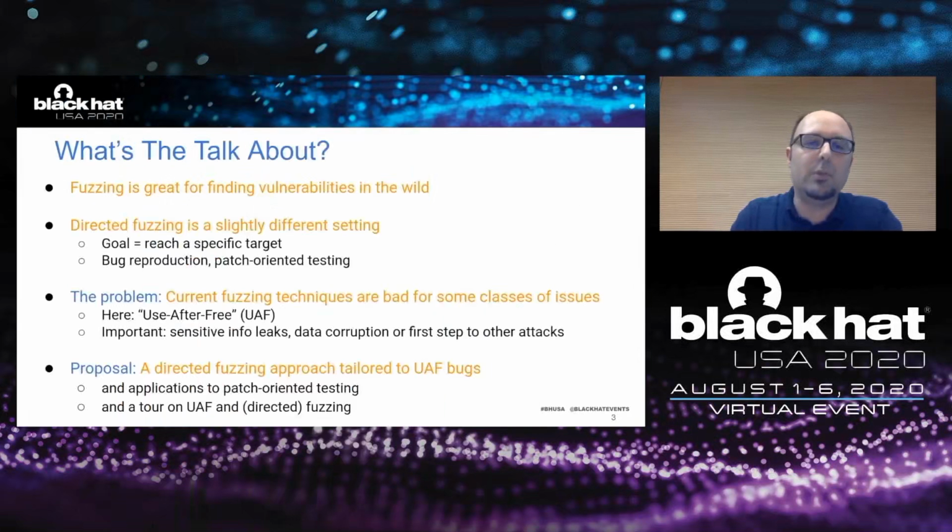So what's the talk about? Fuzzing has been proven to be great for finding vulnerabilities in the wild. Today we will focus on directed fuzzing, a slightly different setting where the goal is to reach a specific code target, with application, for example, to patch-oriented testing. The problem we want to address is that current fuzzing techniques are very bad for some class of complex vulnerabilities. Here, use after free. Unfortunately, they are sensitive and can be critical. So we propose a directed fuzzing approach tailored to use after free bugs. And we'll show some application to patch-oriented testing.